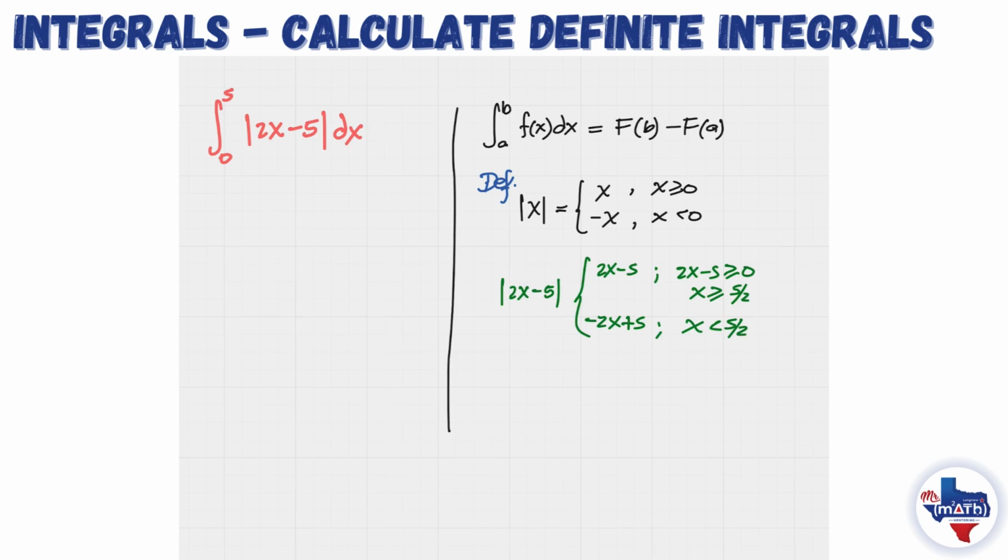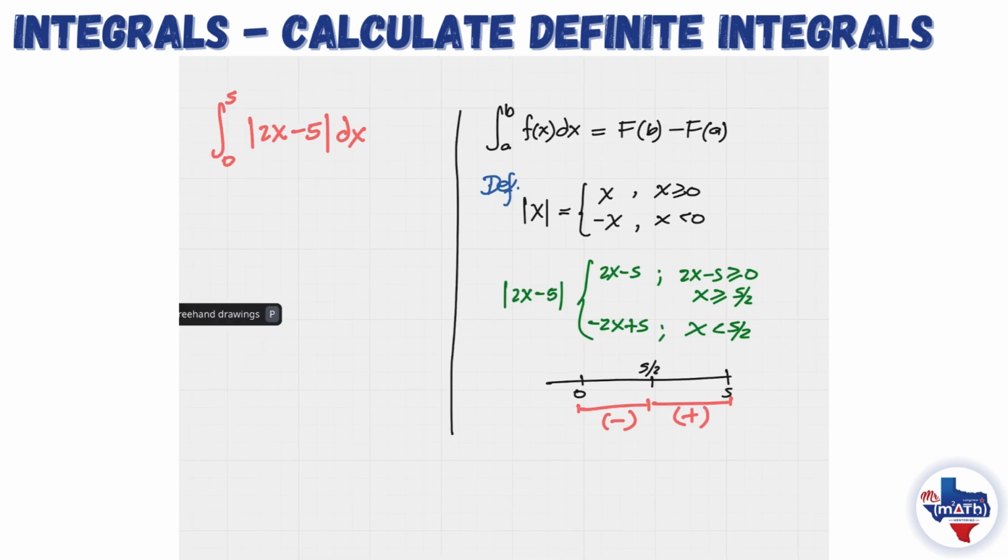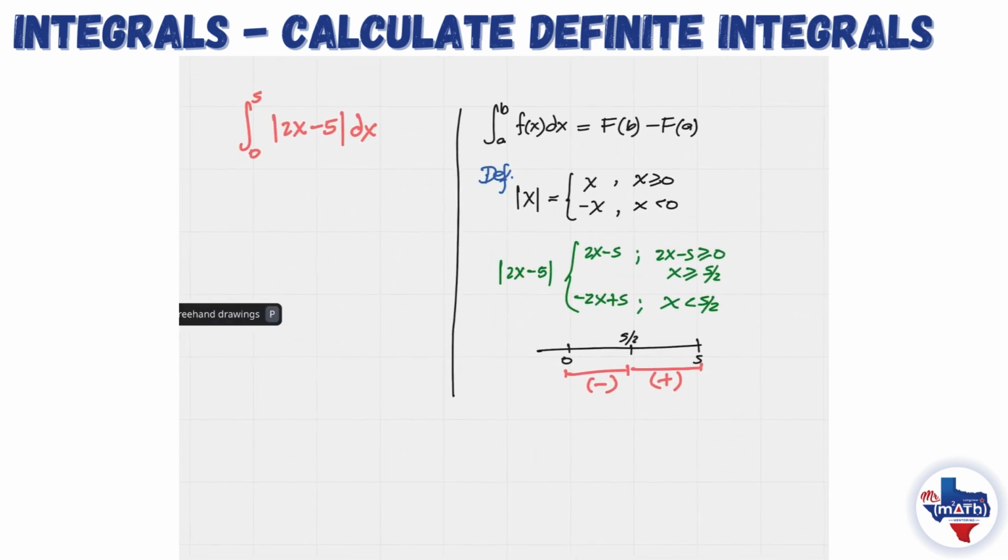Now let's analyze our interval. Our interval of integration goes from 0 to 5, and 5 halves is 2.5. From 0 to 5 halves, which is less than 5 halves, I have the negative behavior. And from 5 halves to positive infinity, but in this case only to 5, I have my positive behavior. So we need to break down our integral into these two pieces.